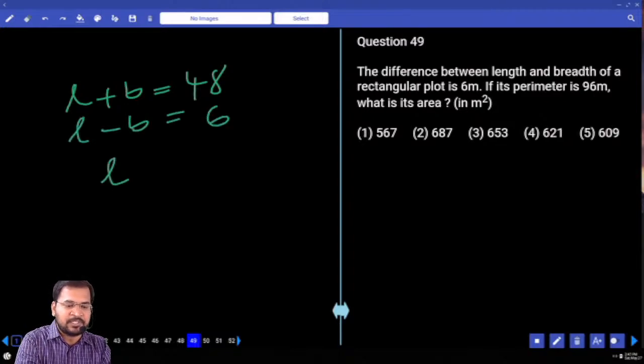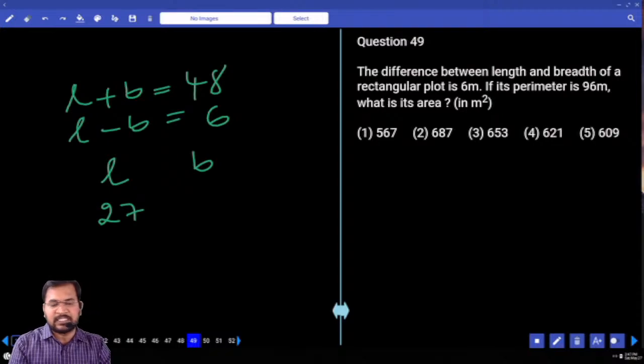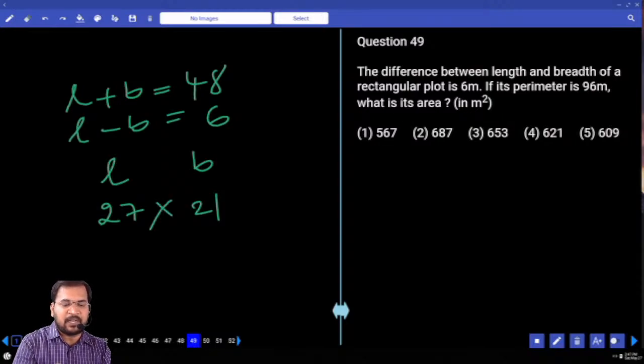Therefore L is equal to how much? B is equal to how much? L is equal to 27, B is 21. So we need area. Area is nothing but L into B, and our answer ends with 7.